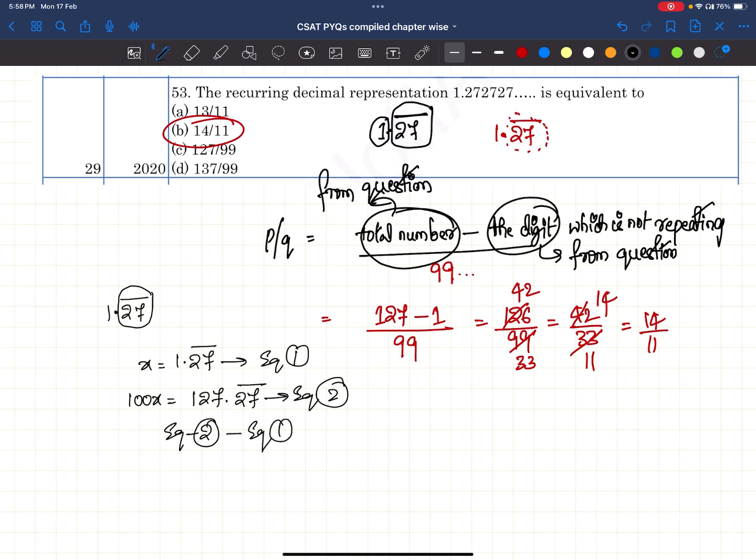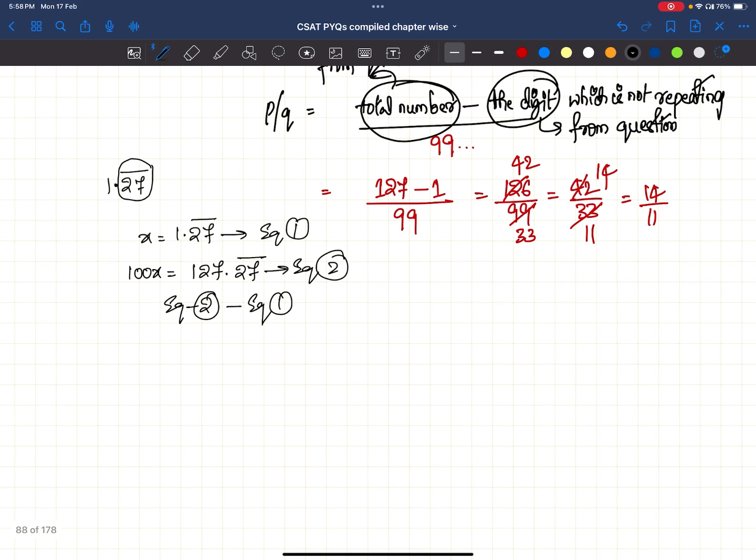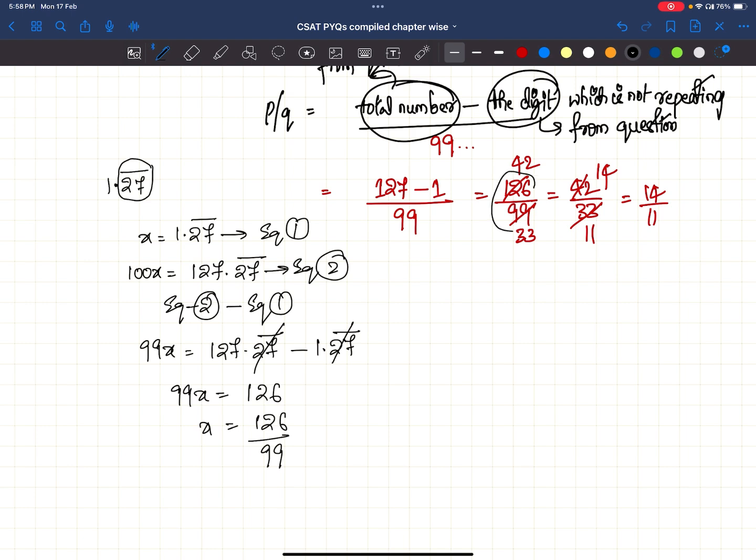We'll subtract equation 1 from equation 2. What does it become? 99x is equal to 127.27 minus 1.27 bar. See, what does it become? 99x is equal to 126. x is equal to 126 by 99.